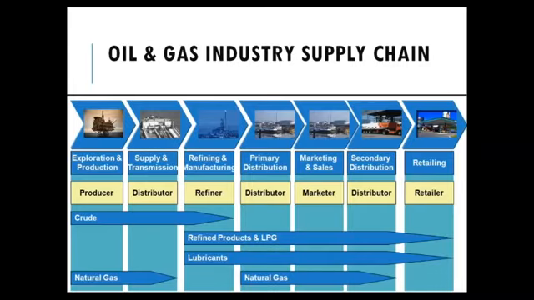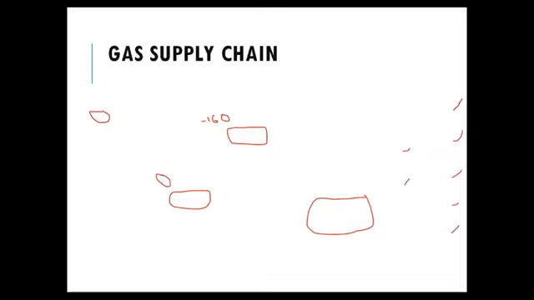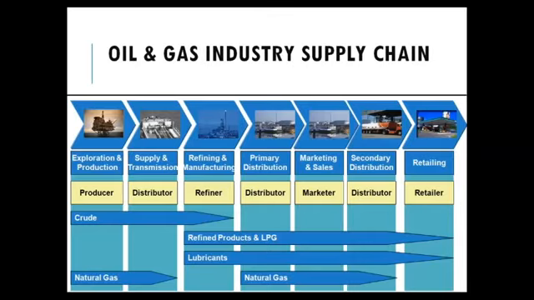The oil and gas industry supply chain has exploration, production, supply, transmission, refinery and manufacturing, primary distribution, marketing and sales, secondary distribution, retailing. We have just discussed all these in the supply chain, right? If you consider crude, it flows from production to the refinery. Refined product goes from the refinery to retailing. Lubricants are the same, so we start from the refining part to the end.